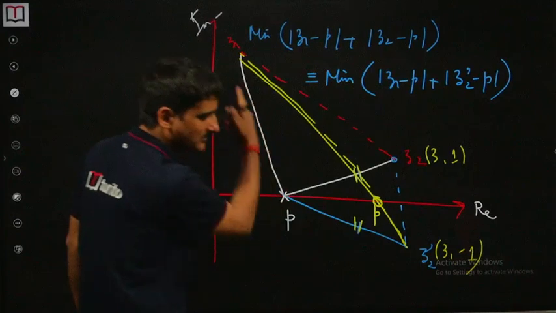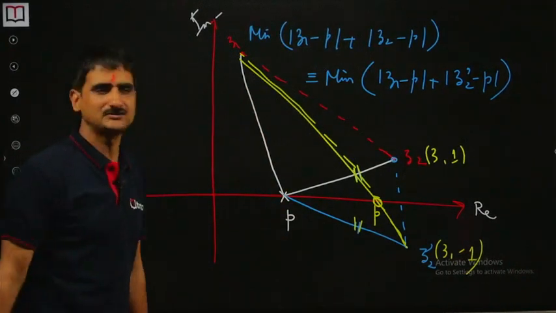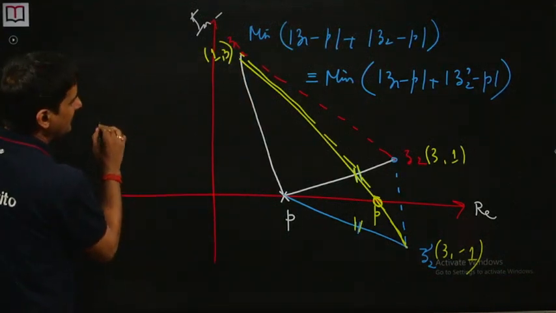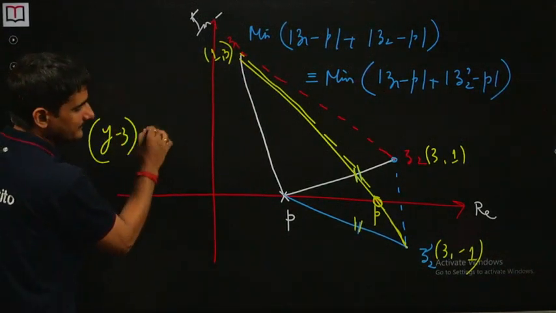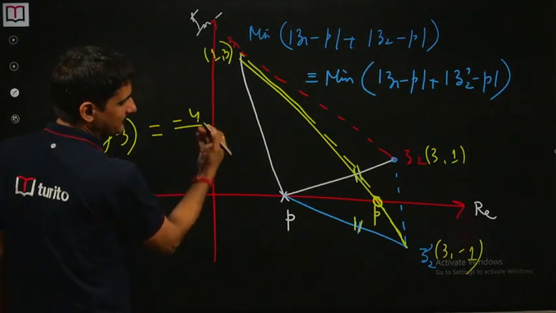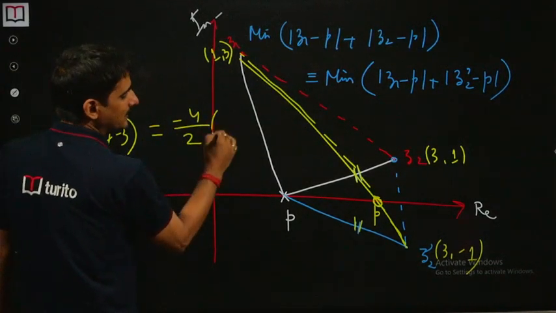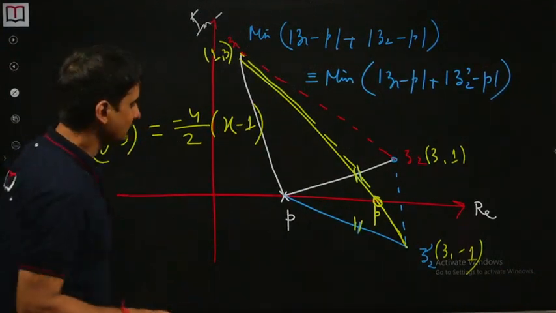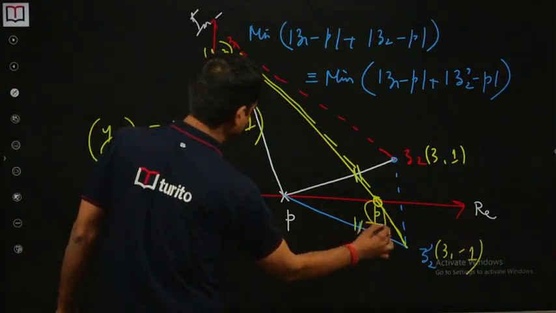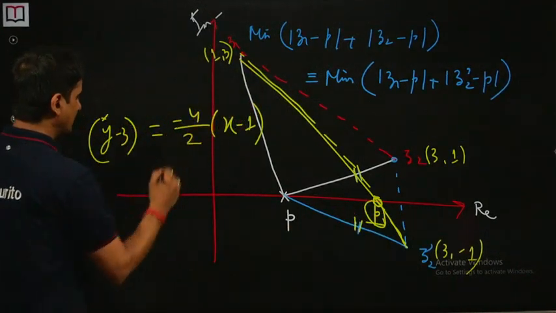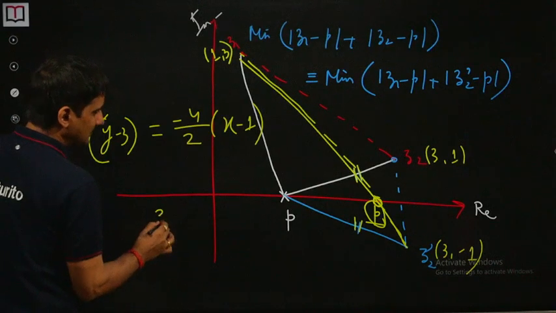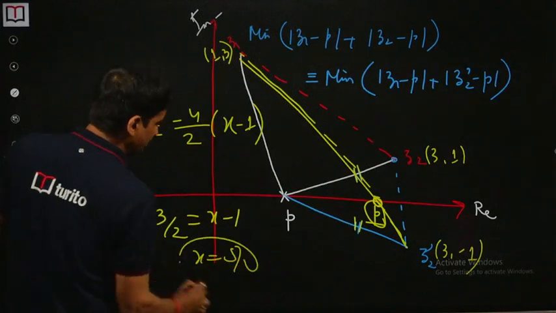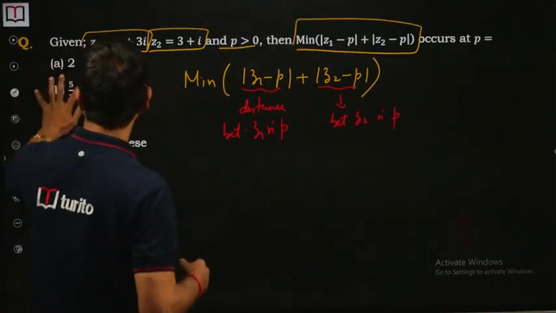Just write the equation of the line joining Z1 and Z2 dash using the two-point form here. So y minus y1 is equal to (y2 minus y1) upon (x2 minus x1), which is minus 4 upon 2, and then x minus 1, and that's it. And put y equal to 0 for P. So that's our required P. So y is 0, so it's minus 2, so 3 by 2 is equal to x minus 1, so x is 5 by 2. So P should be 5 by 2. Is that an option? That's an option.